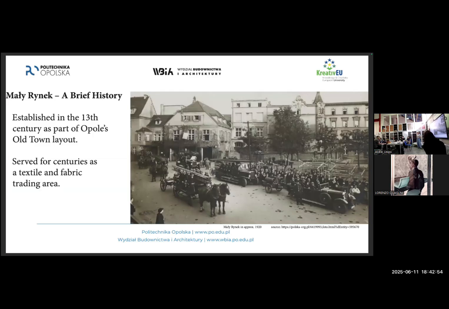And it was established in medieval times, around the 13th century. First, it served as a market space where you could trade textiles and fabric, particularly. And later also, as you can see in the picture, this is the beginning of the 20th century. This is a fire brigade celebration, something like that.